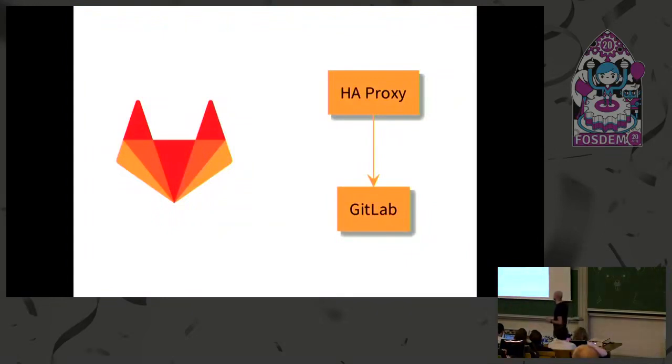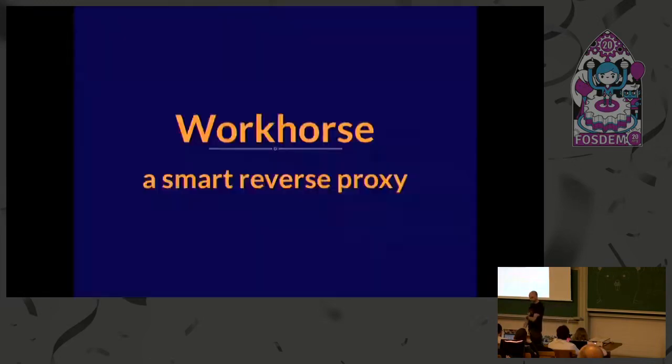So the basic idea is this one. We had an HAProxy in front of GitLab. I removed the database and all the external dependencies, I just want you to focus on this. You have a web server, which handles requests and APIs, and HAProxy in front of it.